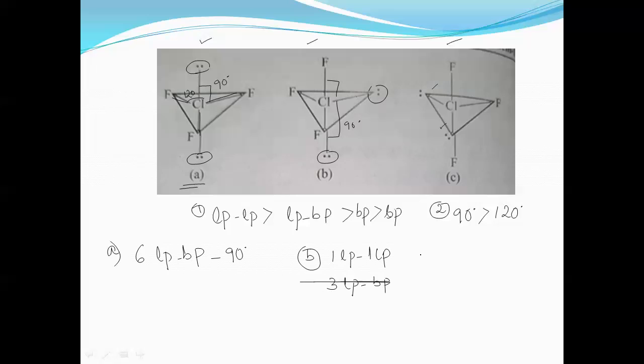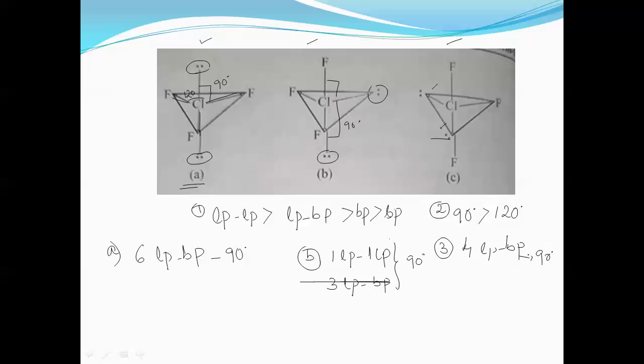And when we come to structure C here, how many repulsions are there? These 2 are the lone pairs which are placed at equatorial positions, right? So 1, 2 with 90 degrees. These are the axial positions. And again with this one, 2. 1, 2. So total 4 lone pair bond pair repulsions, that is of 90 degrees.